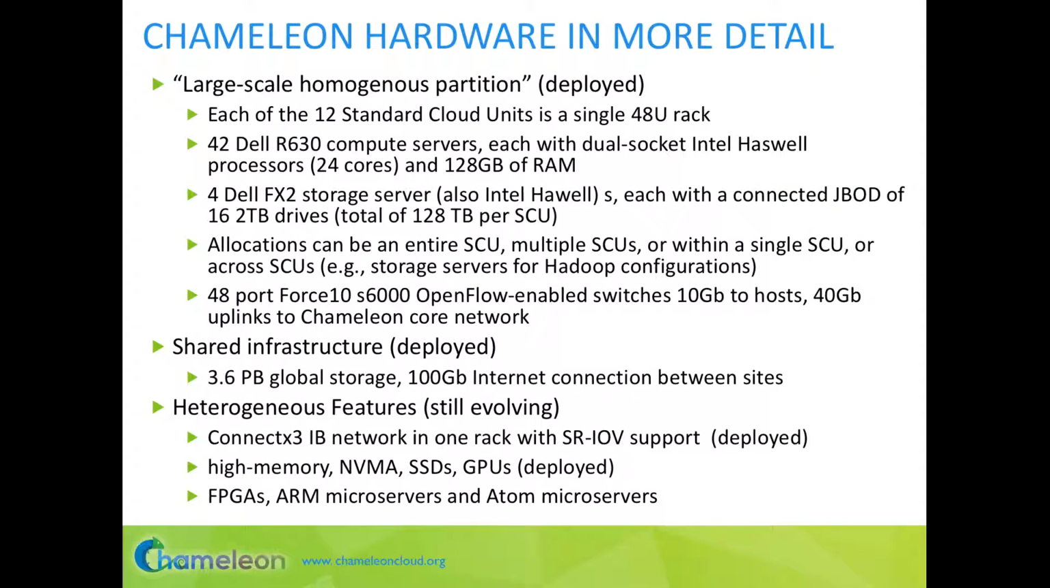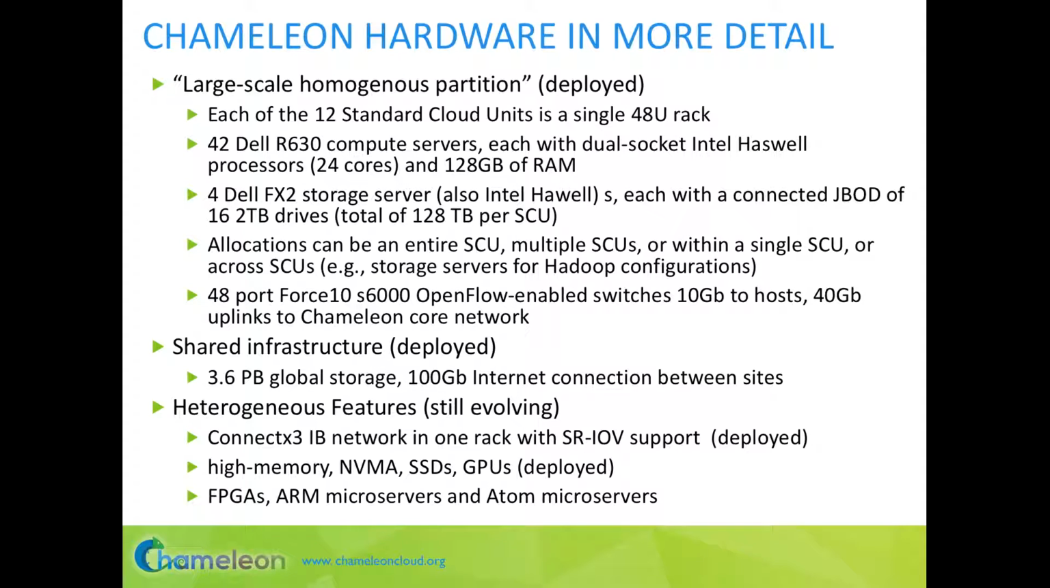Full specifications of hardware are displayed on this screen. Standard cloud units, or SCUs, form a large homogeneous partition. Each SCU has 42 compute nodes, and each has 2 Intel Haswell processors that have 12 cores, for a total of 24 cores per node. There are 4 storage nodes, with 16 2-terabyte disks per node, for a total of 128 terabytes per each rack. We have 128 terabytes of disk with very high I/O bandwidth per rack. At over 12 racks, this totals 1.5 petabytes of storage.